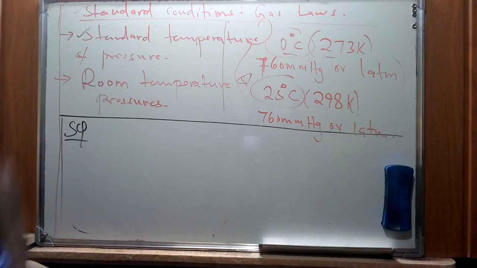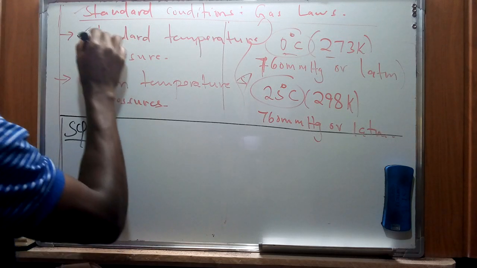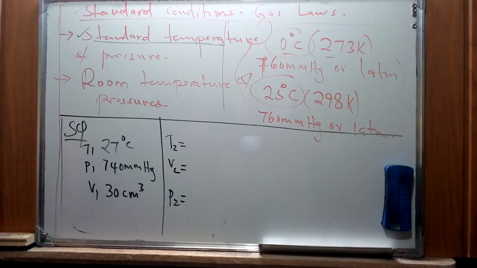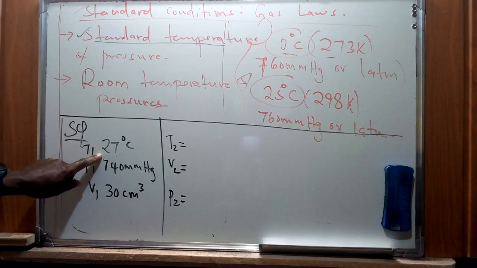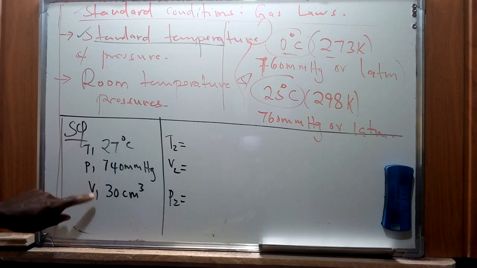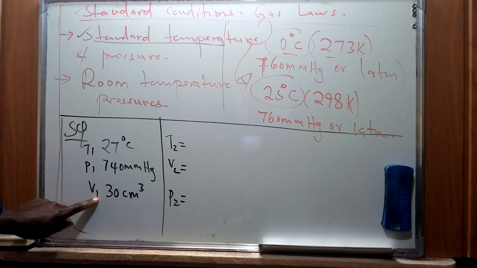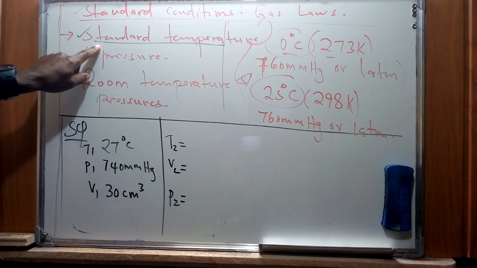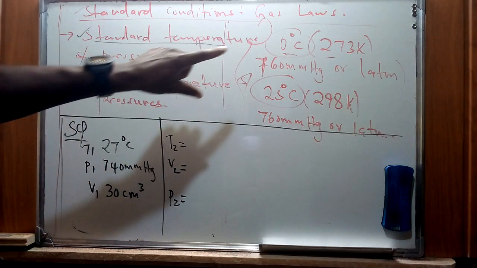So we're going to apply the first concept of standard temperature and pressure as the question states. I'm going to extract the information that we have been given in the question so that we can apply the gas laws effectively. The question says that at 27 degrees centigrade, which is temperature 1, and 740 millimeters of mercury, that is pressure 1, a sample of nitrogen gas occupies 30 centimeter cubed, that is volume 1. What will be its volume at standard temperature and pressure? So we can extract the information from there.